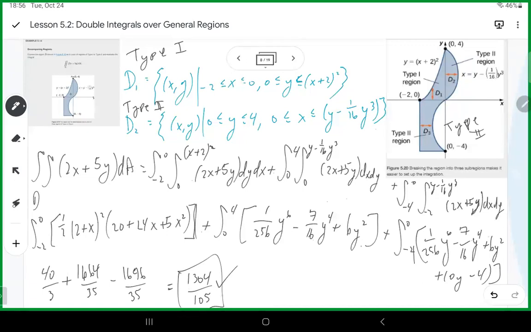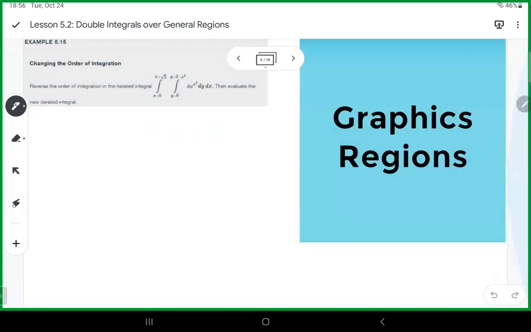If you wanted to try doing this again, there is a checkpoint in your textbook where it says you can redo the example using a union of two type 2 regions. So that's up to you. I'm not going to do it in the slides.